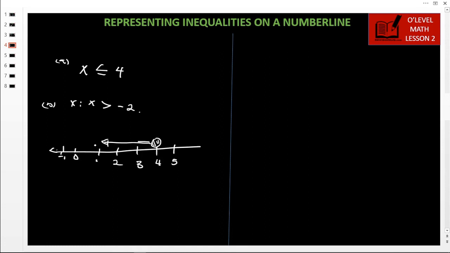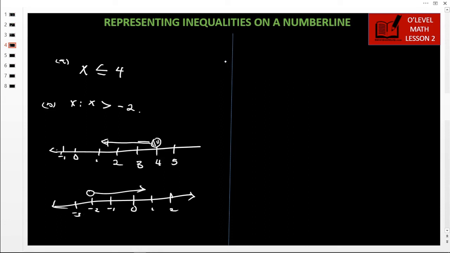Then x is greater than negative 2, so the numbers that are greater than negative 2. On another number line, we have 0, negative 1, negative 2, negative 3, towards negative infinity, then 1, 2, towards positive infinity. Now negative 2 is the boundary point. Any number which is greater than this goes this way. So this is x is greater than negative 2.